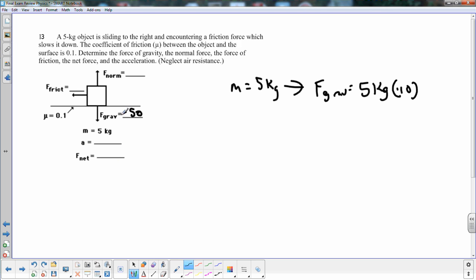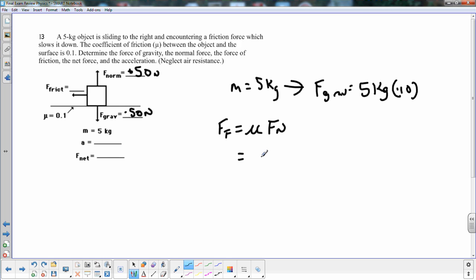The next piece we could do is figure out the friction. FF equals mu Fn, and I know my Fn is 50. My mu is 0.1. 0.1 times 50 is a frictional force of 5 newtons.